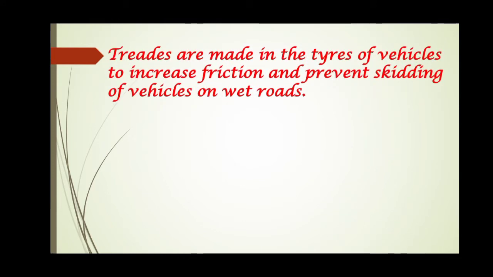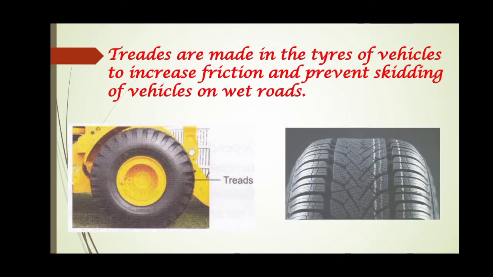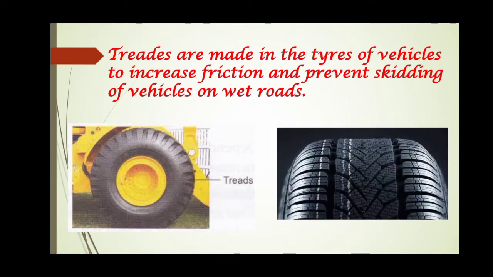Treads are made in the tires of vehicles to increase friction and prevent skidding of vehicles on wet roads. When a road is wet, there is a layer of water on the roads. The presence of water on the surface of road reduces friction between the tires of vehicle and the surface of road, due to which tires lose their grip on the road. The reduced friction between tires and road increases the chances of skidding of vehicle on wet road.